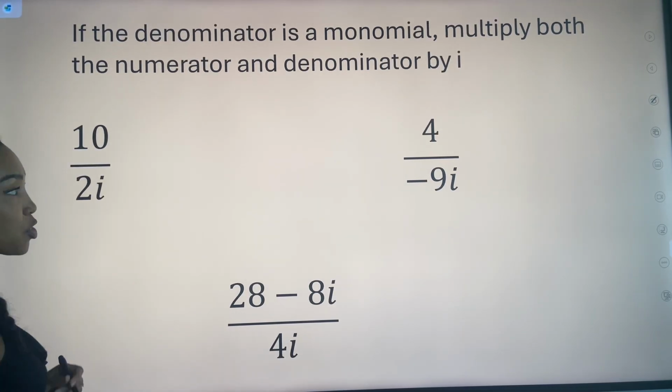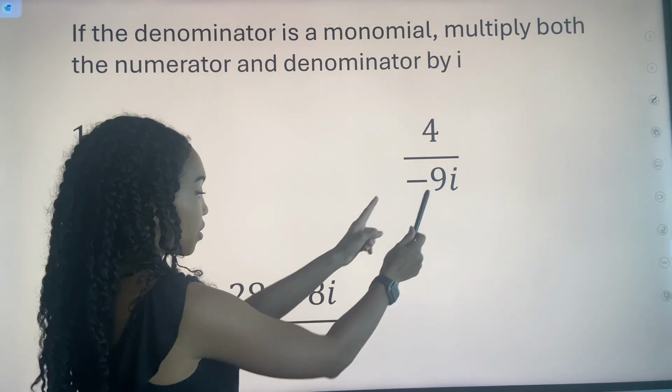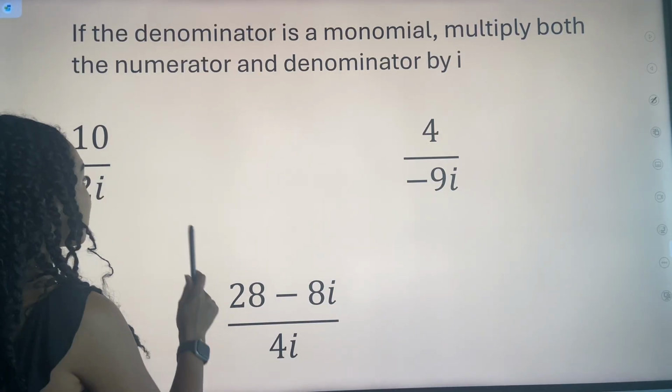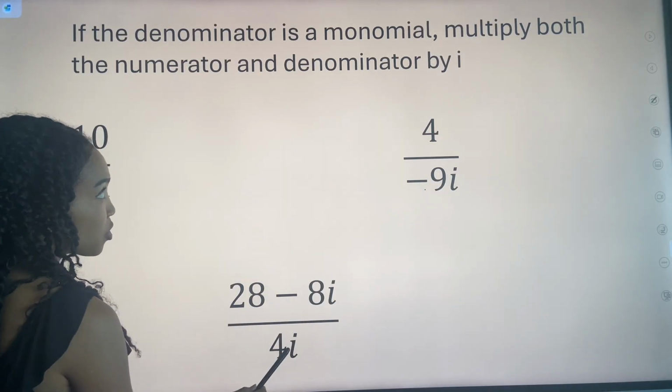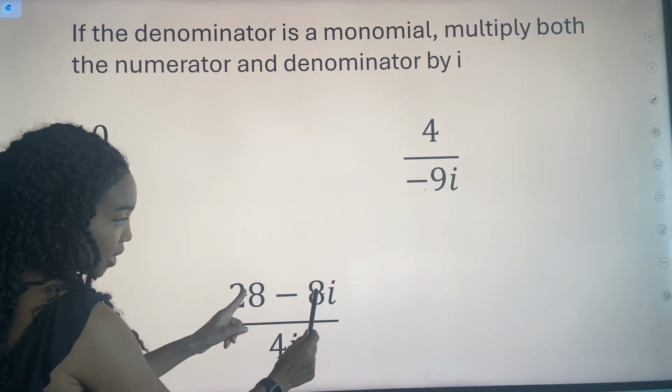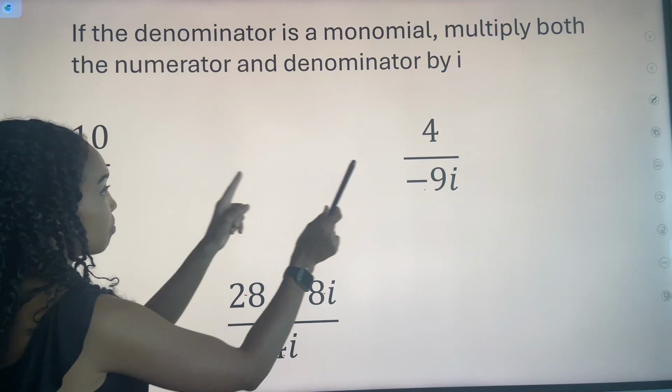It is improper to have i's in the denominator. So all of these examples have i's in the denominator. And notice that all of these denominators are monomials. This is a binomial because there's two items. This is a monomial, okay?